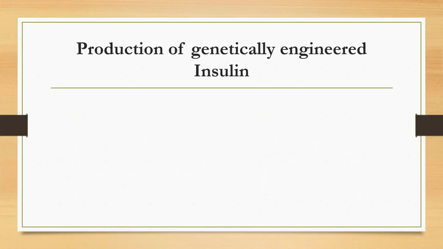And such insulin is produced by genetic engineering technology. You know, insulin is a protein. It is a proteinaceous hormone. So a proteinaceous hormone, or protein, is basically made up of amino acids. And the sequence and number of amino acids is decided by the codons present on mRNA. And the sequence of codons is decided by the genetic information present on the gene.